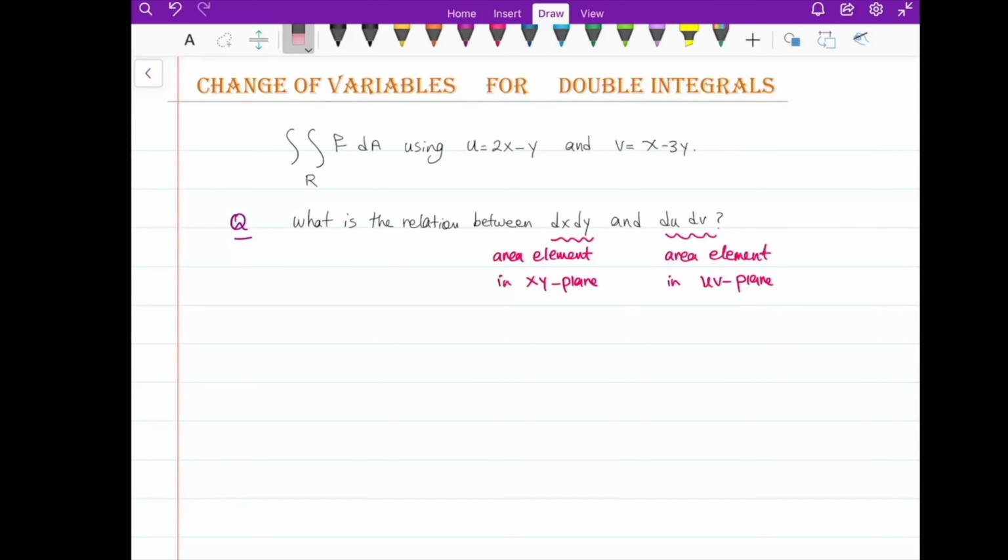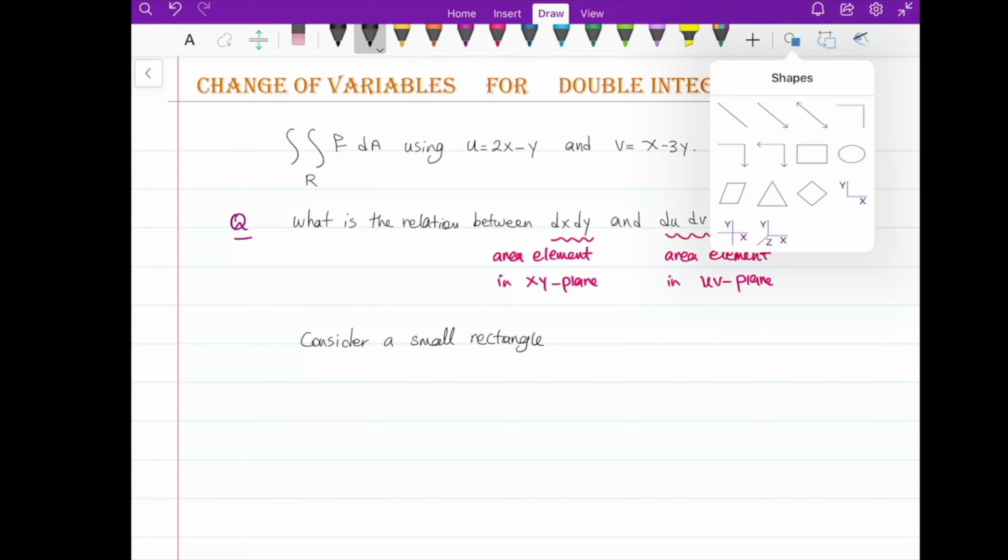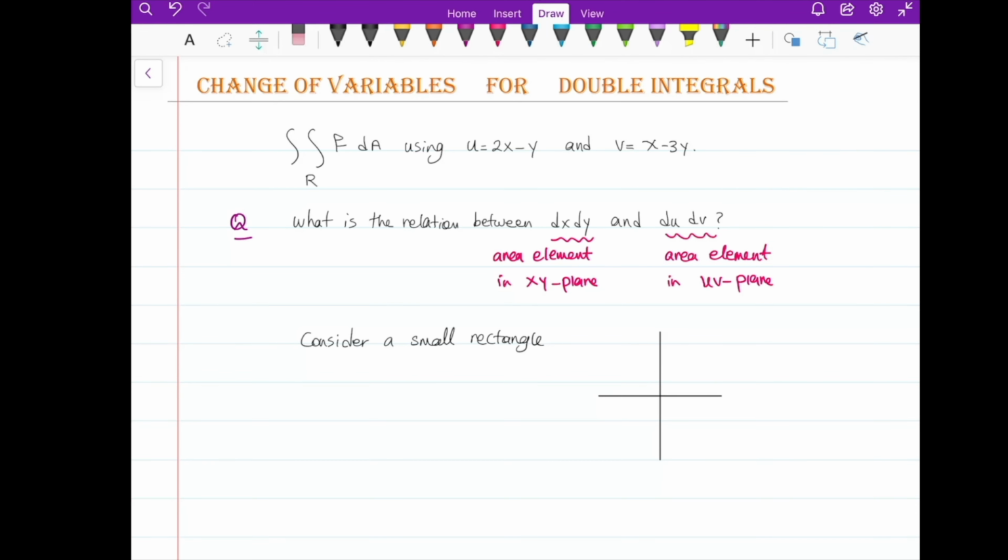So now let's consider a small rectangle in the xy plane. Let me graph the rectangle. This is the x-axis, this is the y-axis, and I have a small rectangle in here. One side of the rectangle is delta x, the other side is delta y. So the area of this rectangle is delta A, which is delta x times delta y.